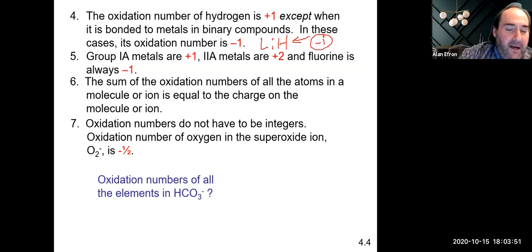Lastly, most of the time oxidation numbers are whole numbers, but they may not be. They can be a fraction. Superoxide, for example, has an oxidation state of -0.5, which can technically be a decimal. Most of the time you'll come across whole numbers, but it doesn't always have to be. Any questions on that?